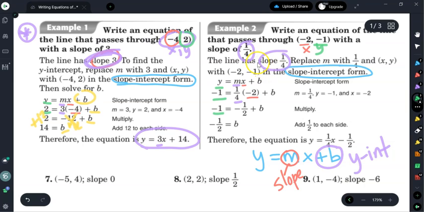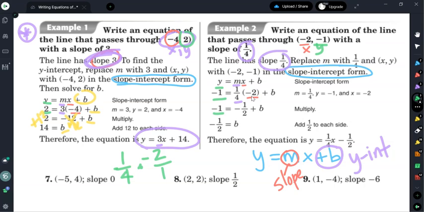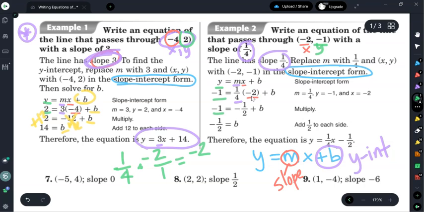So let's solve. 1 equals -1/2 plus b, where -1/2 is what we get when we multiply 1/4 times -2. And just to remind you, 1/4 times -2 is the same as 1/4 times -2/1. You can cross reduce, but let's keep it simple. Multiply straight across: 1 times -2 is -2, 4 times 1 is 4. And then I can reduce this to -1/2, which is how we got there.